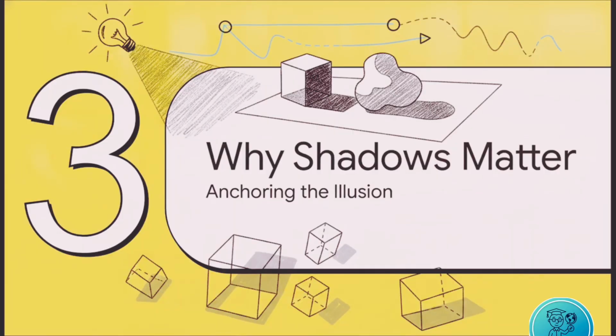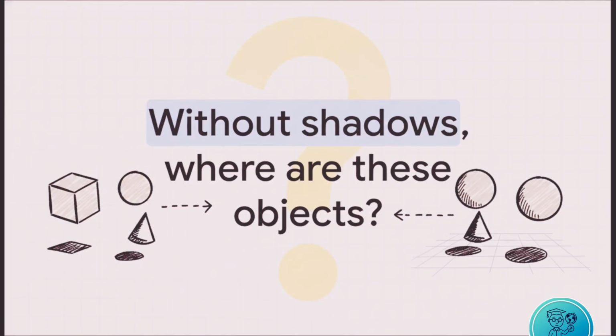Okay, Section 3. Why shadows matter and how they anchor the illusion. Having successfully hidden all that invisible geometry to save our rendering budget, we now have to light what's left over. Now you might be thinking, hey, if we're so desperate to save computing power, why not just skip shadows entirely? And fair enough, early 3D graphics totally did.